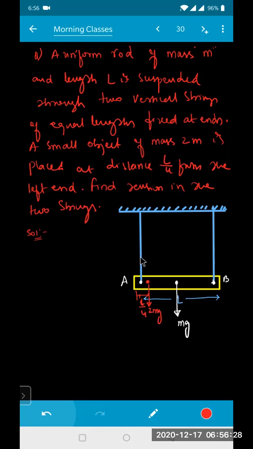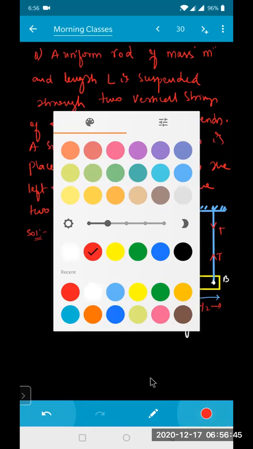So tension developed in the string here. Here it is T, and here it is also T. So obviously this is also T. So A to B, this is a mass, and this length will be equal to L by 2. Now, the rod is in equilibrium, or not?